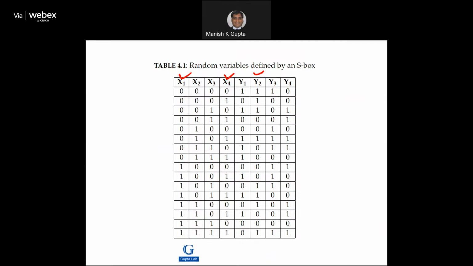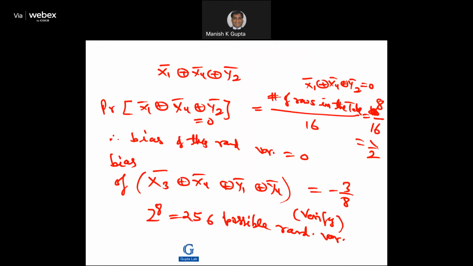Now I will show you how to use this table. If you look at this expression, X1 bar plus X4 bar plus Y2 bar, I look at when the probability of X1 bar plus X4 bar plus Y2 bar is 0. So I can go through X1 bar, X4 bar and Y2 bar here, when this could be 0.